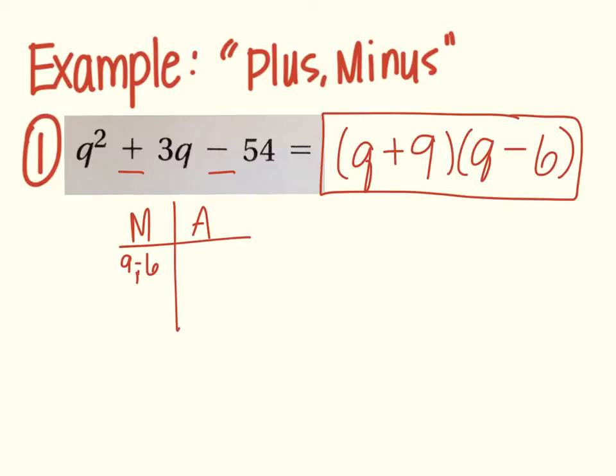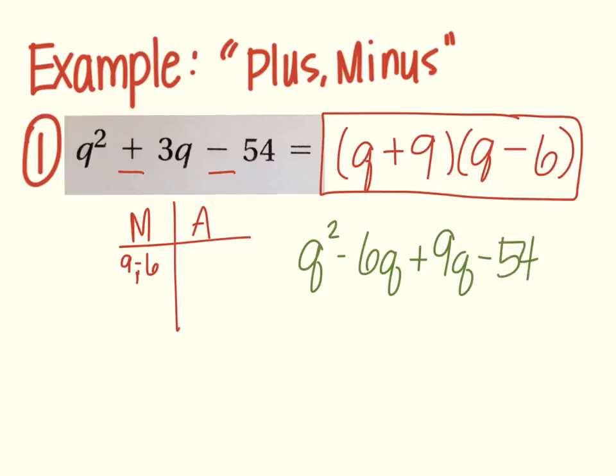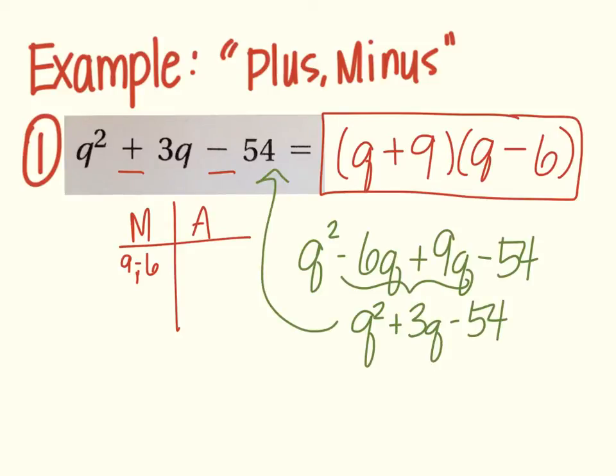And if you FOIL it back out, you would get q squared minus 6q plus 9q minus 54. Add the two middle terms and you get q squared plus 3q minus 54, which happens to be what you started with, so you know that your factors are correct.